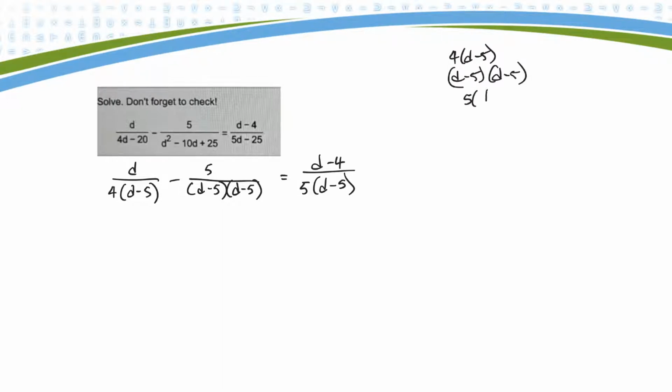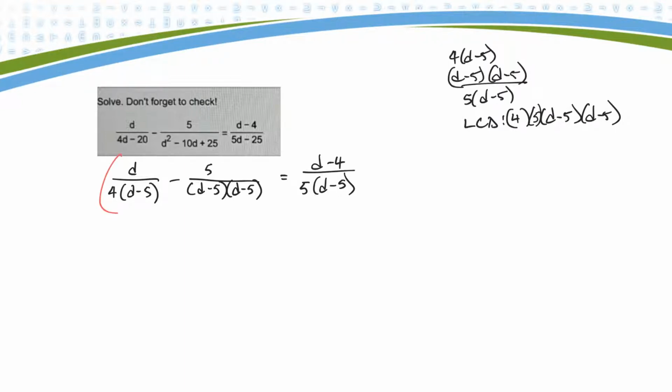So if I look at my denominators, I've got that, and I have that. So my lowest common denominator will be, it needs to have a 4 in it. It needs to have a D minus 5. Well, this one's got 2 of them, so I need 2 D minus 5s, and I need a 5. So that's my lowest common denominator. So I'll multiply everything by that.